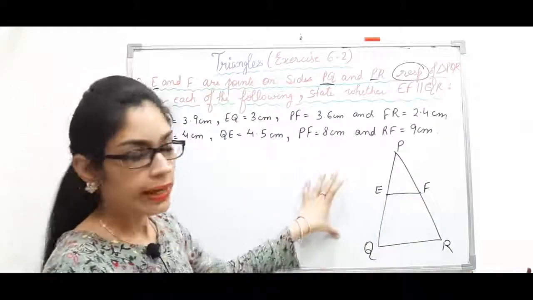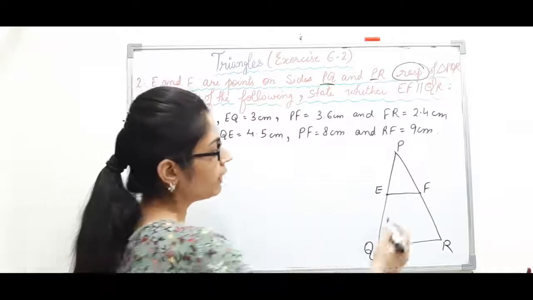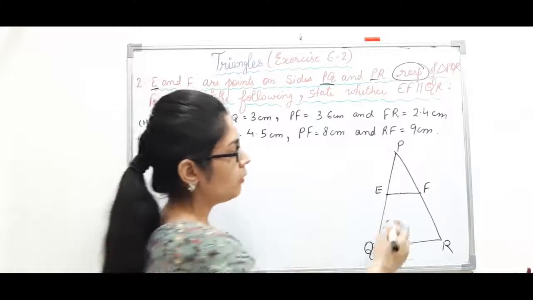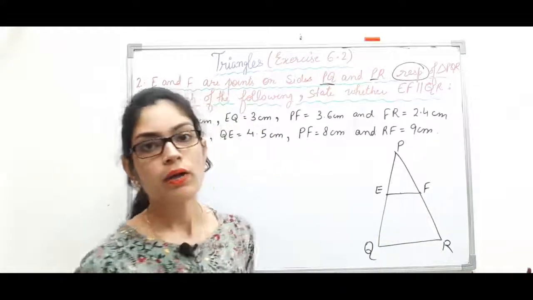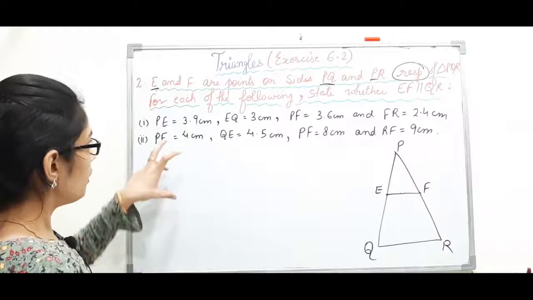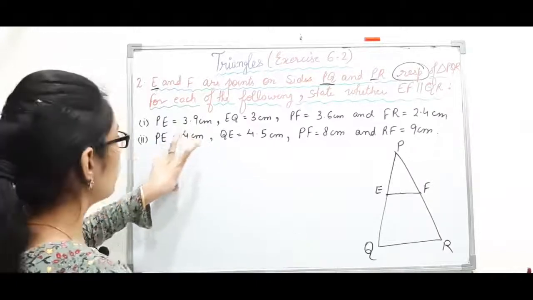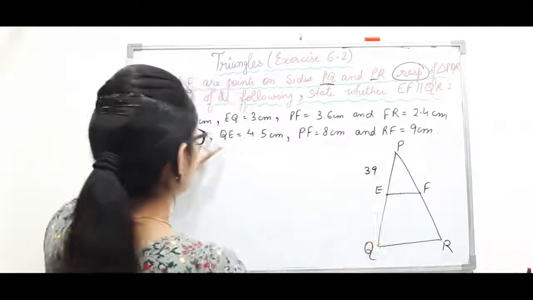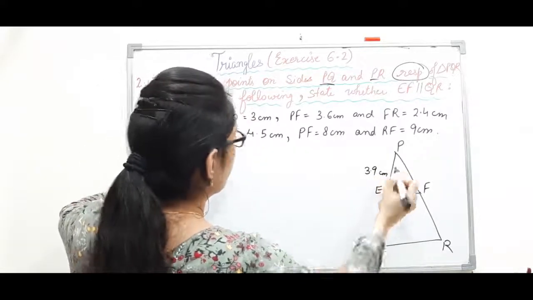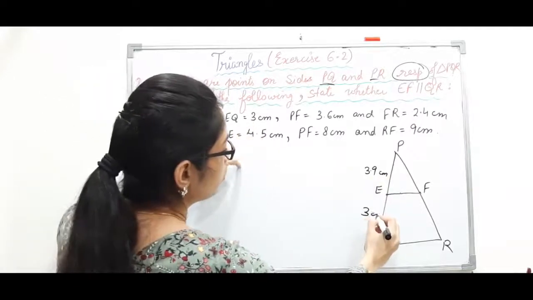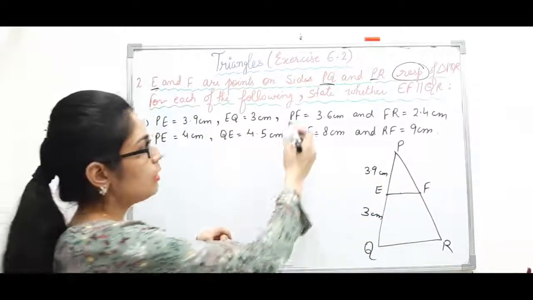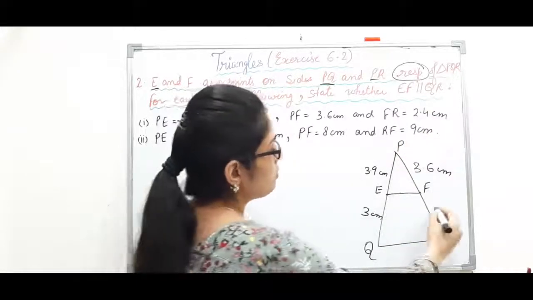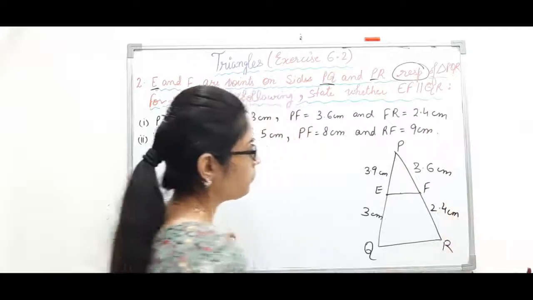So this is the given triangle and we have to state, we don't have to prove anything, whether EF is parallel to QR or not. So let's see the first part. Let's write down all the values. PE is equal to 3.9 centimeter. EQ is equal to 3 centimeter. See, all the values I have already written. PF is 3.6 centimeter and FR is 2.4 centimeter.